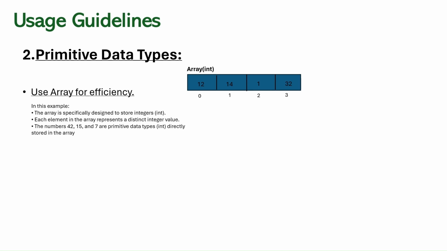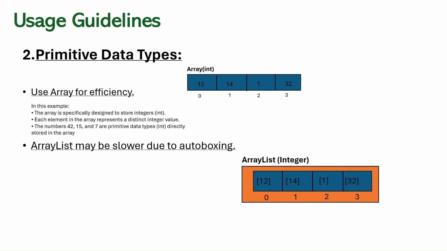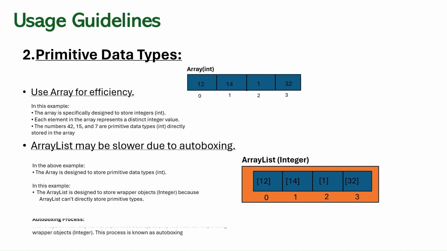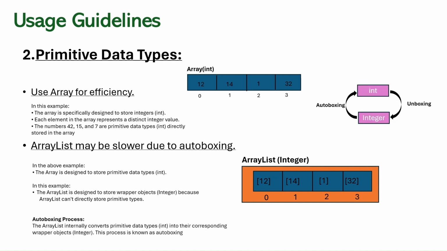and manipulate the data. On the other hand, when we consider ArrayList, a powerful and flexible data structure, it may introduce some overhead when dealing with primitive data types. This overhead is known as autoboxing, a process where primitive data types are converted into their corresponding wrapper objects. Example, converting int to Integer. While this process adds flexibility, it can come at the cost of performance.